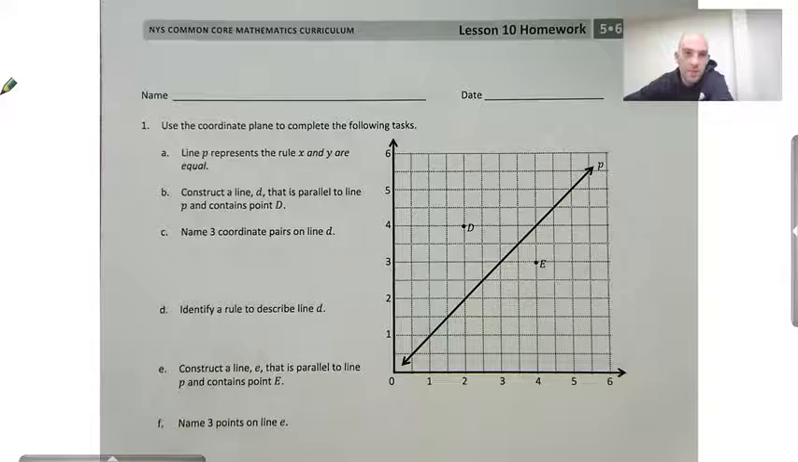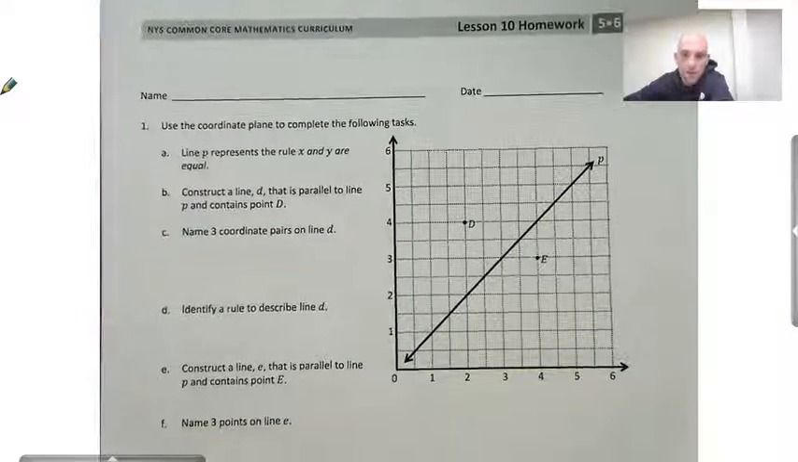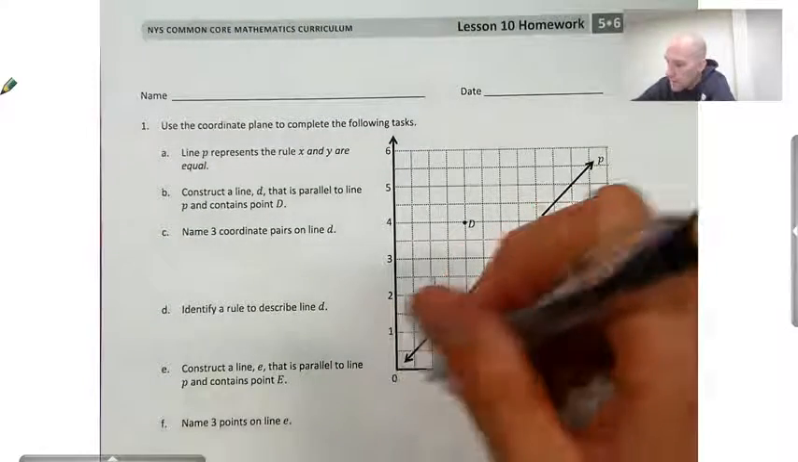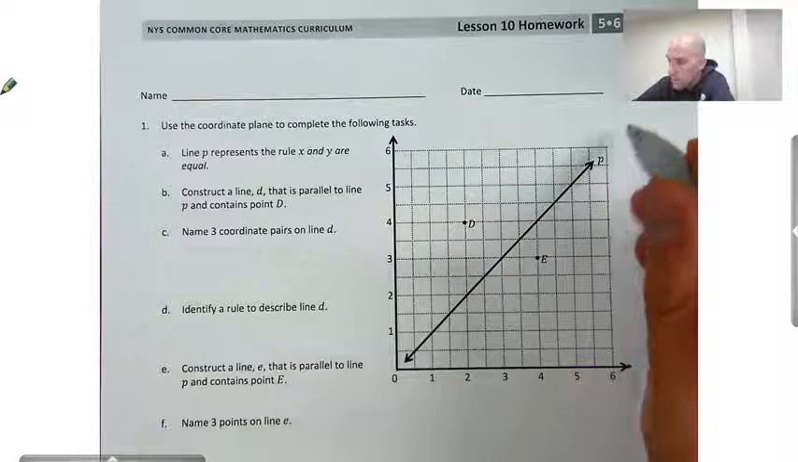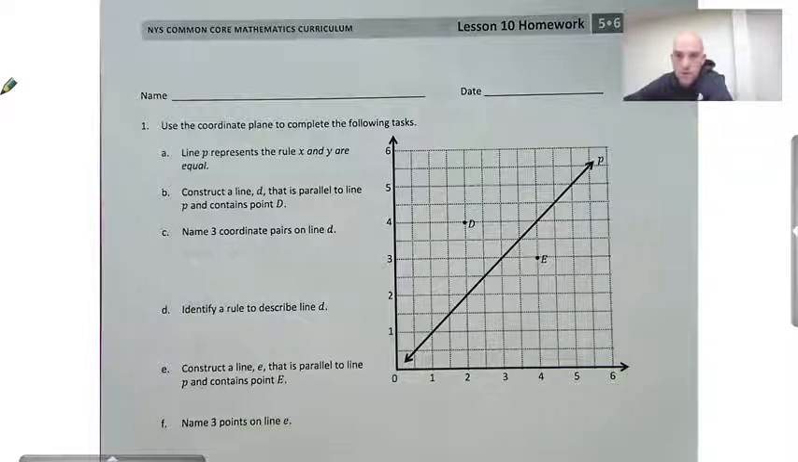Line P represents the rule X and Y are equal. So you see that it starts at the origin down here, and our X and our Y coordinates are equal all the way up. It goes at kind of a 45-degree angle, splits that coordinate plane right in half on the diagonal.